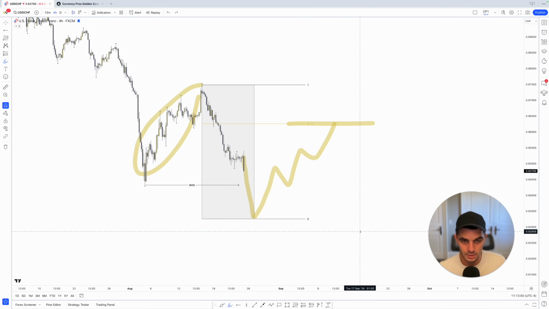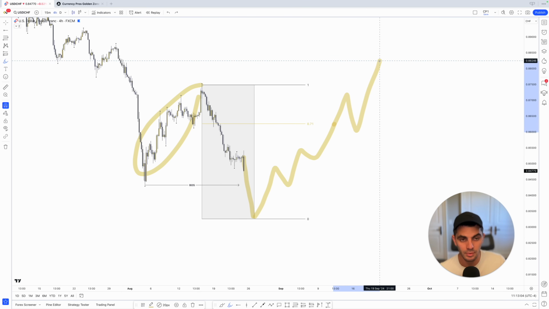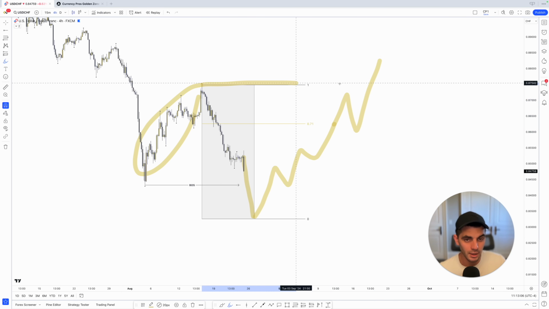Now, let's take a step back here. If this move just keeps going up and violates this swing high, that means our bearish trend is no longer valid and we should now be focused on bullish market structure.